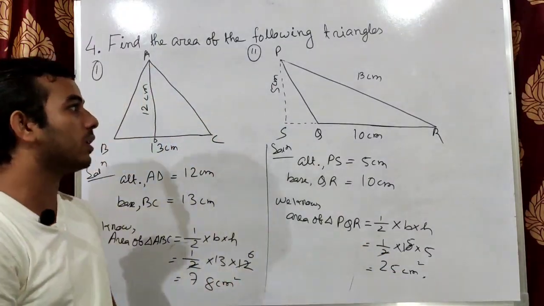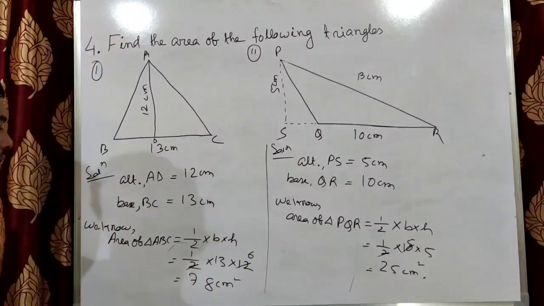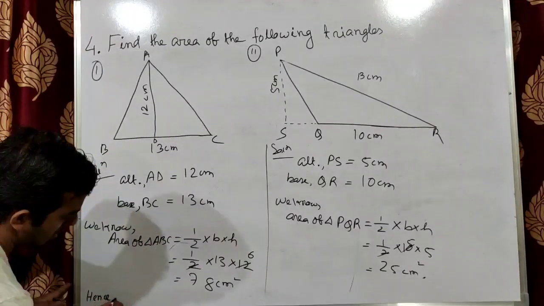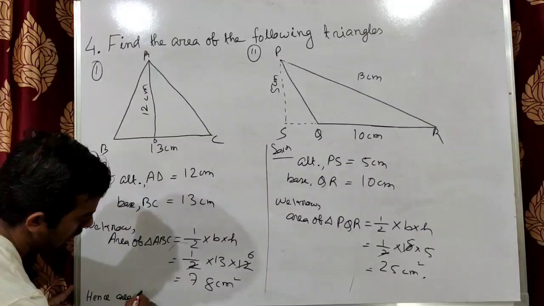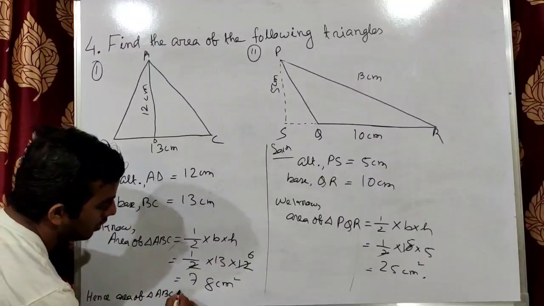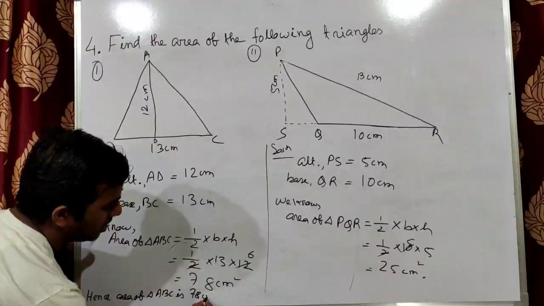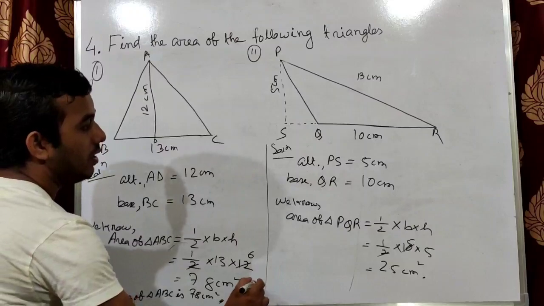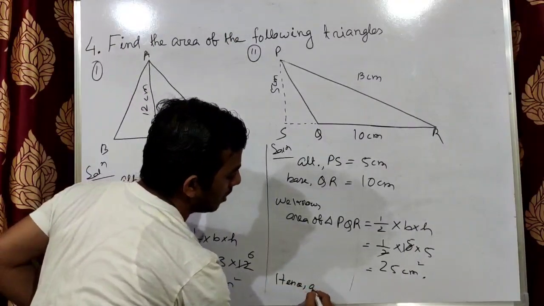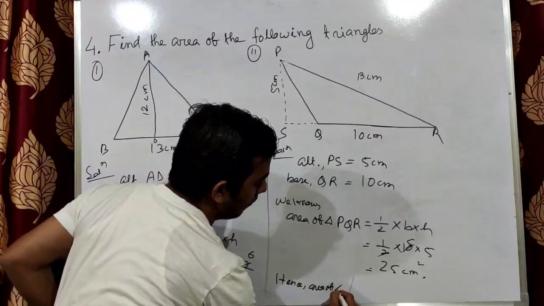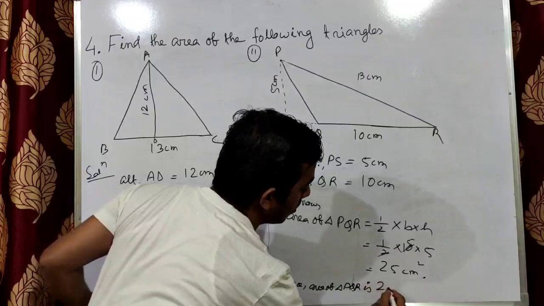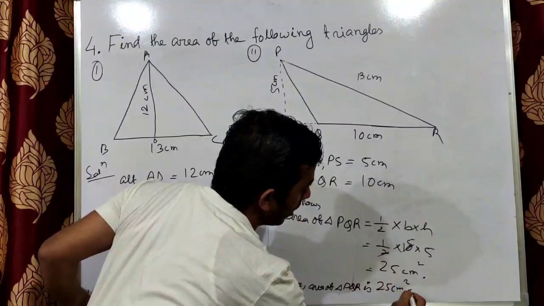Clear? Okay, let us write hence area of triangle ABC is 78 centimeter square, and in this case hence area of triangle PQR is 25 centimeter square. Okay.